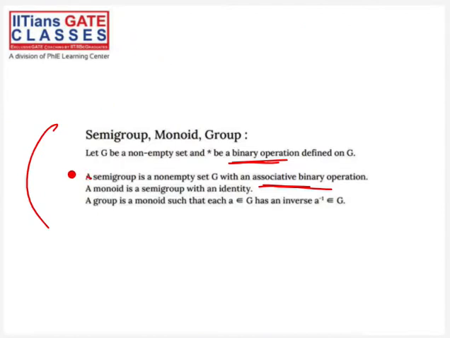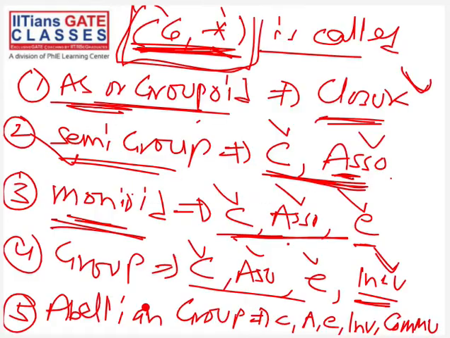So semigroup means the associative property must be satisfied. A monoid is a semigroup with identity element, because semigroup means associative property. So a monoid means associative property plus identity element. A group is a monoid with inverse. All these things we have already seen in this slide.